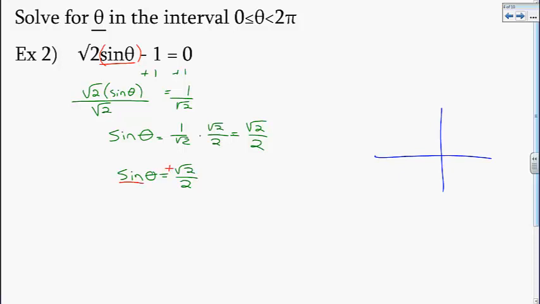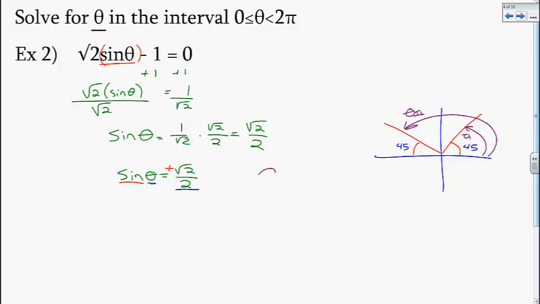I start by drawing my quadrants and realizing the value for sine of theta is positive. This means the angles that I am looking for will be in quadrant 1 and quadrant 2 where the sine function is positive. Now I want to find my reference angles. If you remember your chart, you know that sine is equal to radical 2 over 2 when the reference angle is 45 degrees. If you don't remember, you can also take the sine inverse of both sides to reach the same answer.